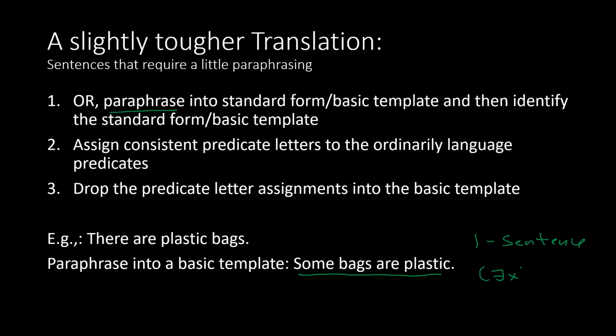We know I sentences all look like this, and that what we need to do is figure out what our predicates are, which in this case, let's use Bx for x is a bag and Px for x is plastic. And then we again drop the predicate letter assignments into the basic template, getting as our translation Bx and Px.